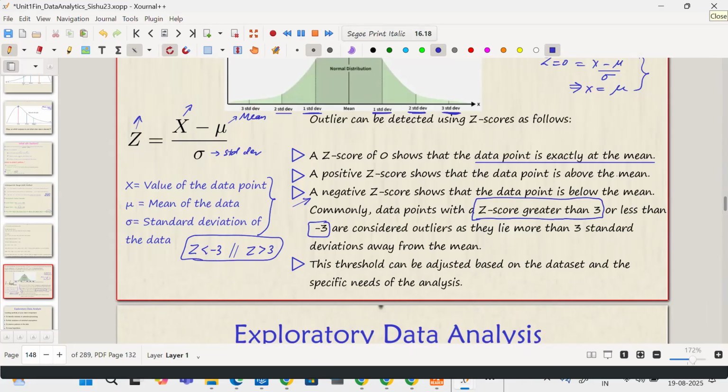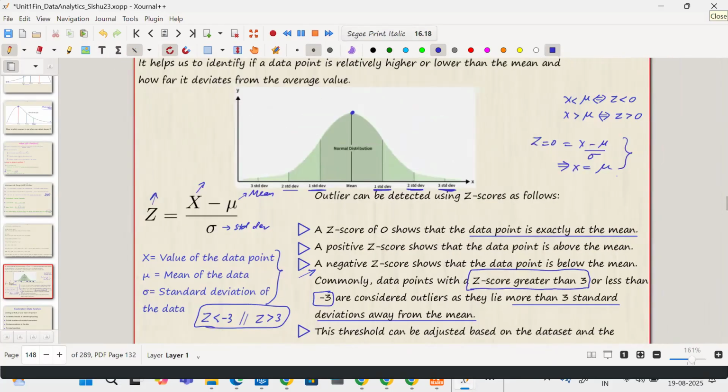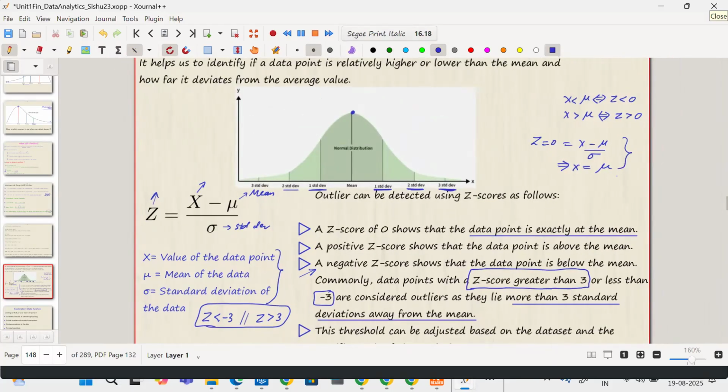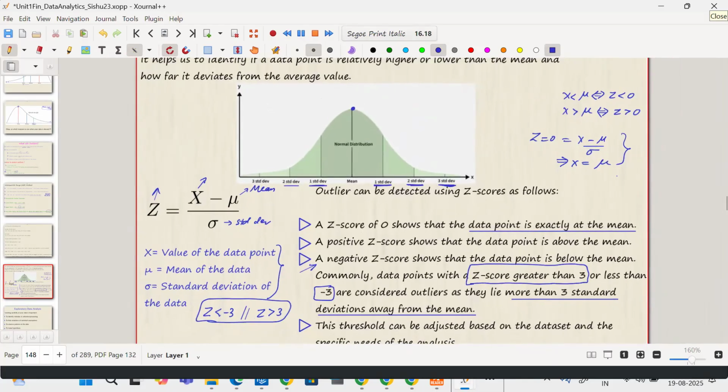So what do they mean? They mean that the data points lie more than 3 times the standard deviation away from the mean. Okay. I hope that is okay. If you see the slide statements, it might be confusing, so you can play around with the formula.